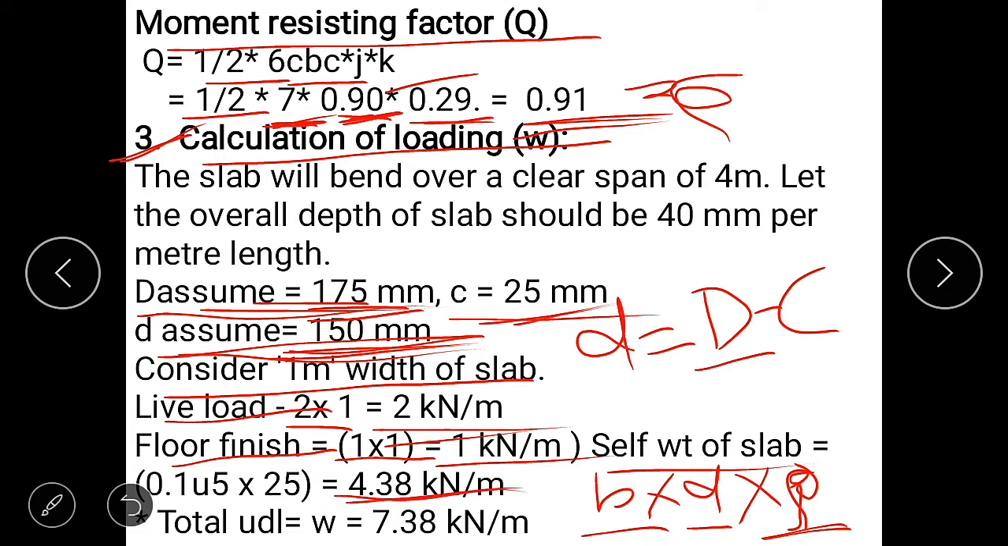In total we have to add the live load, floor finish load and self weight. Adding these three: 2 plus 1 is 3, and 3 plus 4.38 is equal to 7.38 kilonewton per meter. So the total UDL on the slab is 7.38 kilonewton per meter.